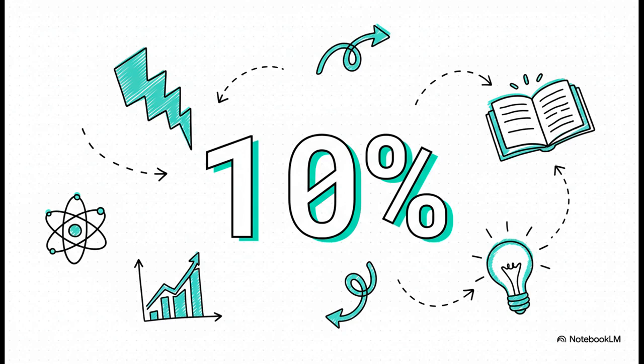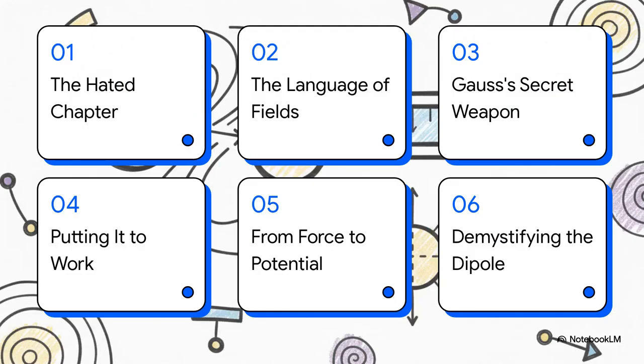10%. That is huge. But don't you worry, we're not just going to grind through it the hard way. We're going to reveal a secret weapon, a brilliant shortcut that makes this whole thing, well, surprisingly simple. So here's our game plan for turning that confusion into confidence. First, we'll dig into why this chapter feels so tough. Then we'll get the basic language down before we unleash an elegant solution called Gauss's law. And finally, we'll put it all to work, all the way from forces to dipoles.